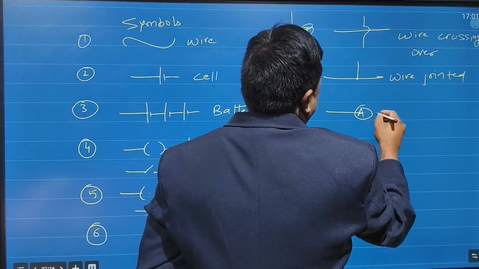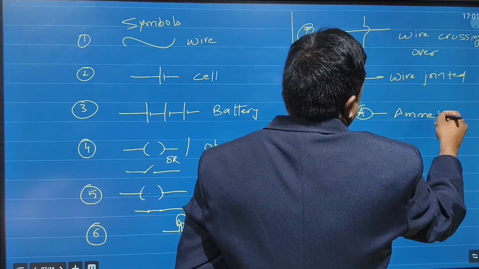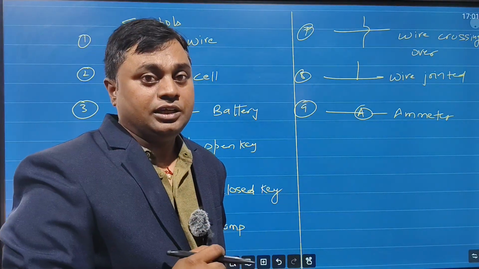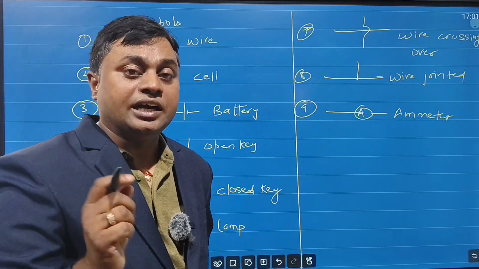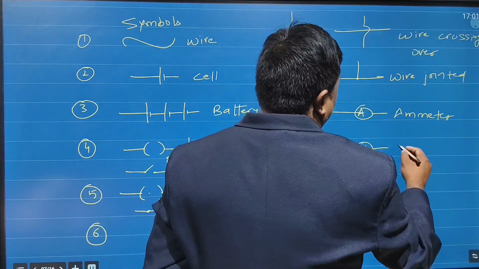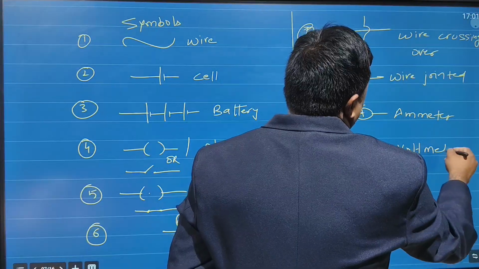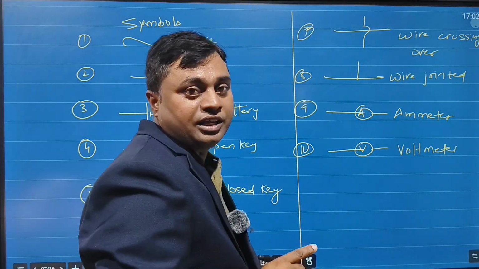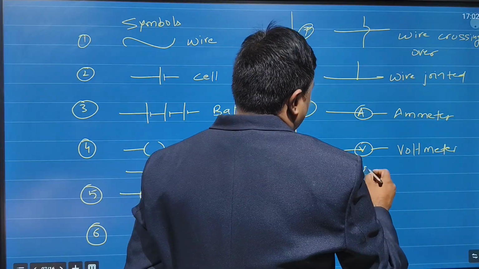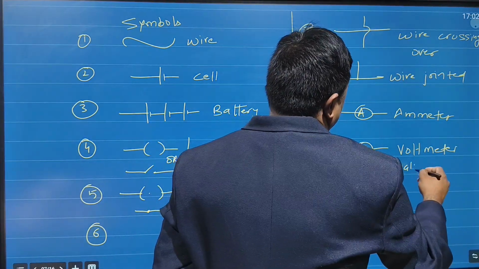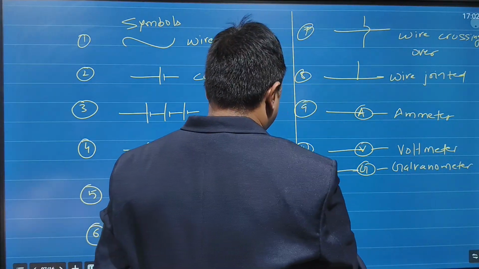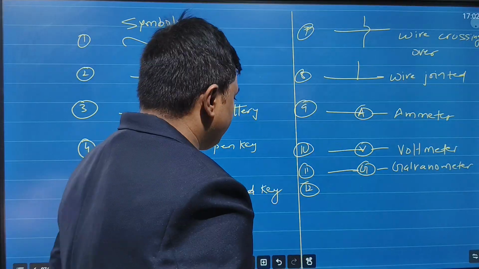A stands for what? Ammeter. Ammeter is a device which is used to measure the current, and it is always connected in series in an electric circuit. If you write V, V stands for what? Voltmeter. Voltmeter is a device which is used to measure the potential difference, and it is always connected in parallel. Is it clear? G stands for what? Galvanometer. Is it clear?